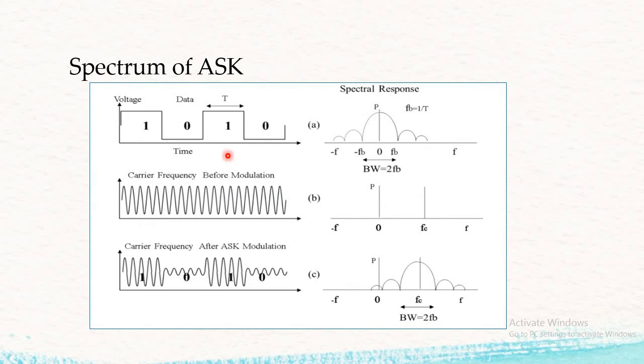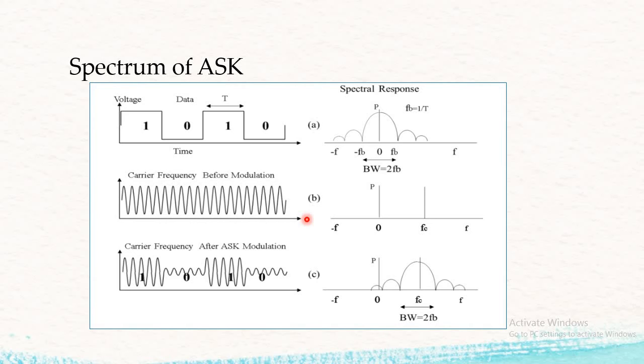Spectrum of ASK. Here I have shown the spectrum of an ASK. The first is the spectrum of an input signal. So this is your digital signal, and a digital signal is nothing but our square signal. The spectrum of a square signal is nothing but a sinc function, so it was shown over here. Second one is the carrier.